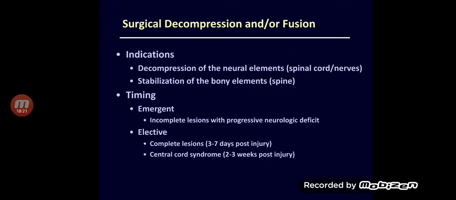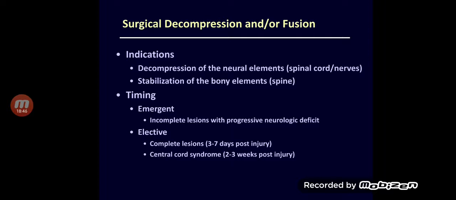What are the options for patients with a spinal injury? It ranges from leaving the patient for conservative treatment to a surgical decompression, with or without a fusion. The indications for surgery range from decompression of the neuronal elements, as in spinal cord and nerve compression, to stabilization of the bony elements of the spine.